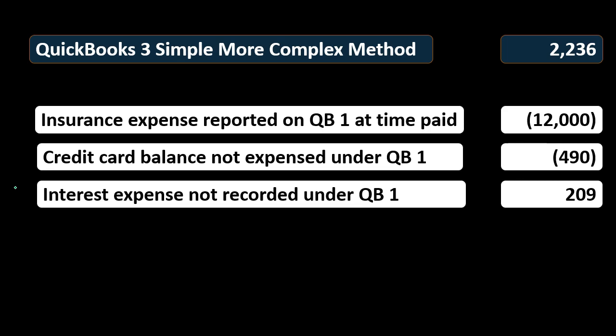Then we have interest expense not recorded under QuickBooks 1. This would be the interest on the loan. And you remember under the most simplified method, what we're just going to do is record the loan payment as a reduction to a loan, a liability, and not break out the interest component because it would be more complex to do that. We would need an amortization table.